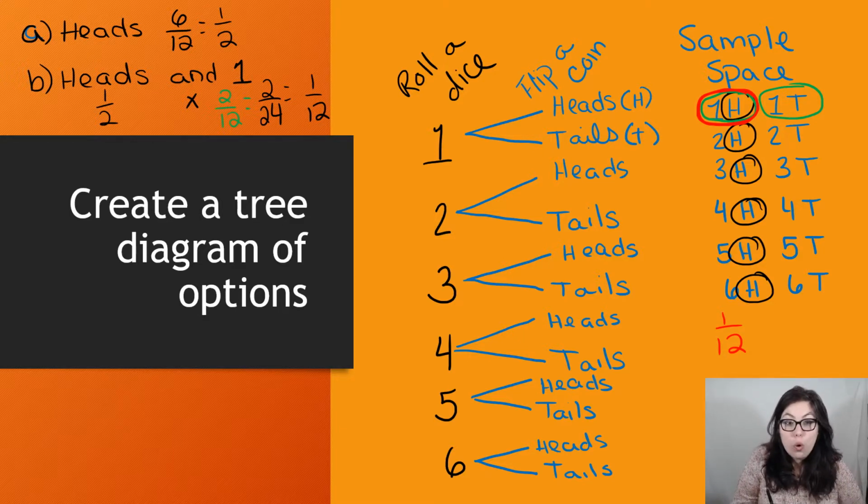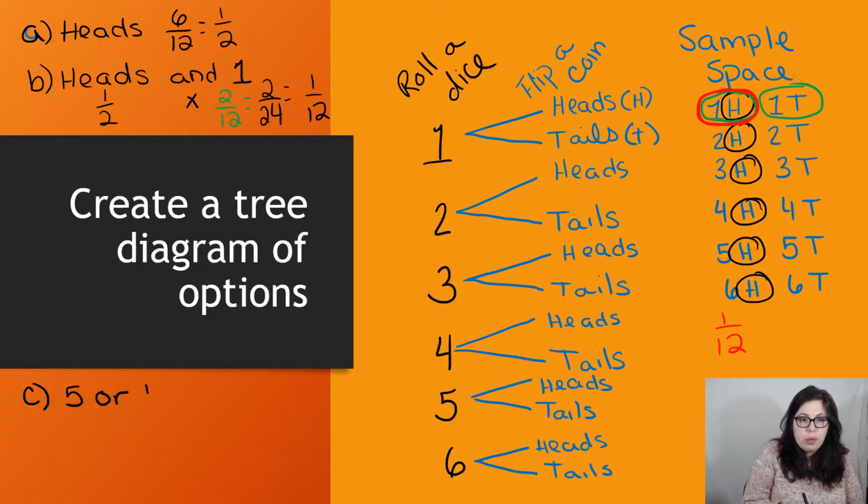All right, let's look at OR probabilities. So an OR probability would say, what if I roll a 5? What's the probability of rolling a 5 or flipping a tails?